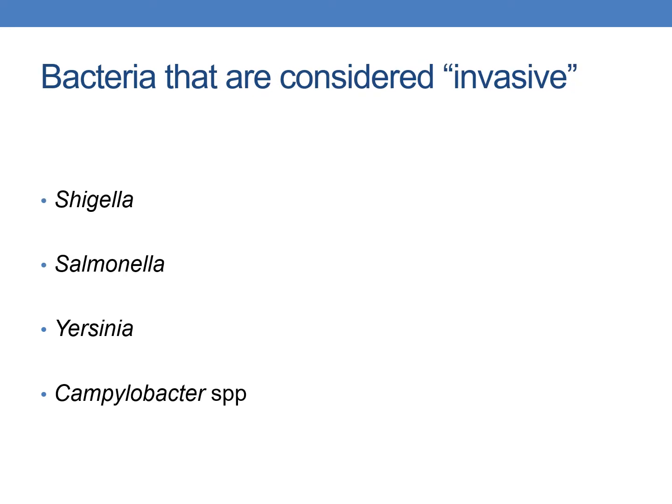So again, I have a list here of the invasive organisms. These are the pathogens that actually destroy the intestinal mucosa. And I always tend to think of Shigella, Salmonella, Yersinia enterocolitica, and Campylobacter. So let's start by talking about Shigella.